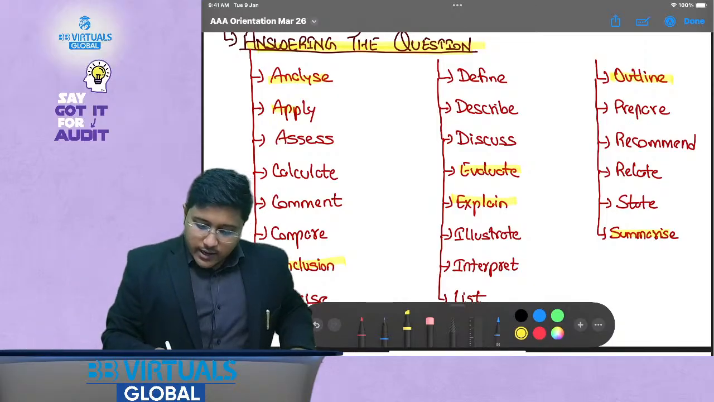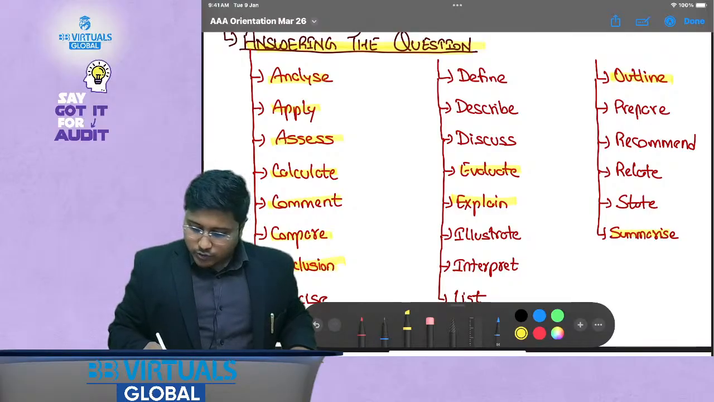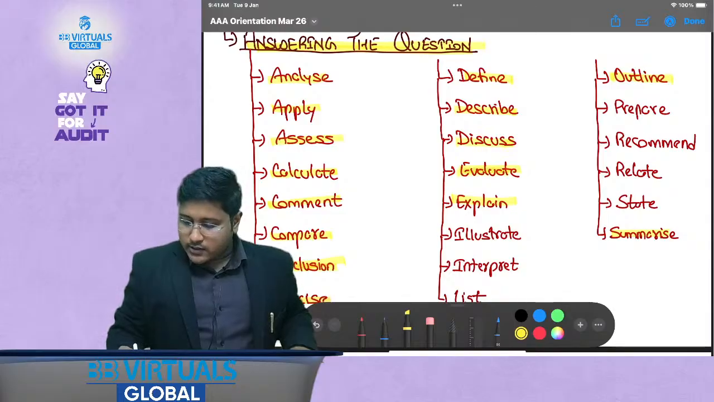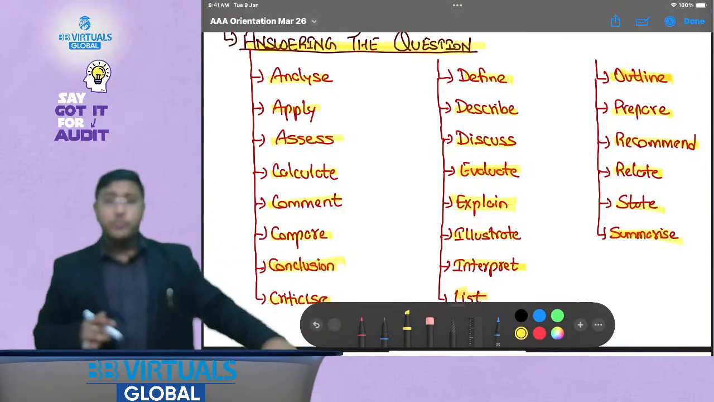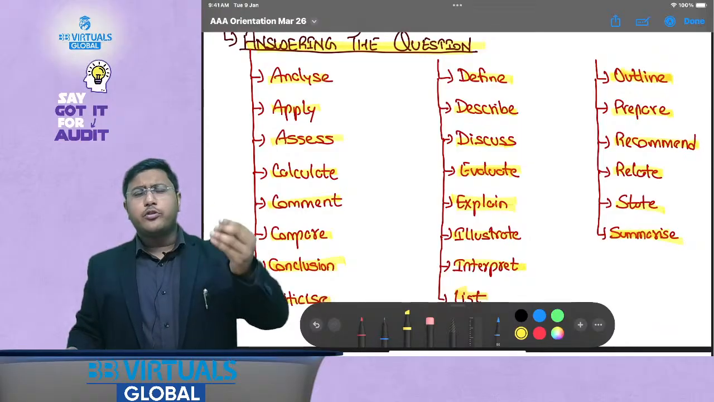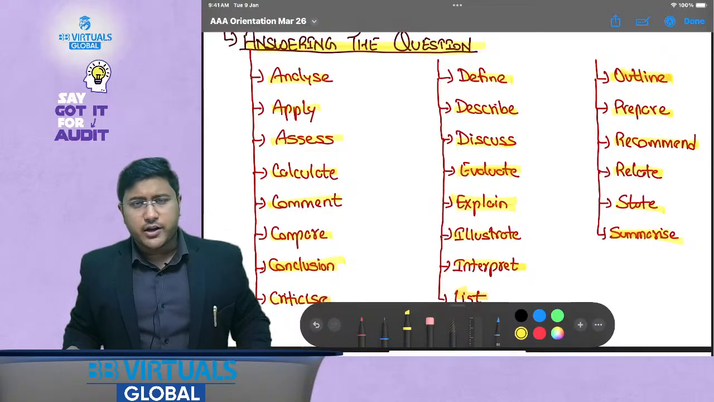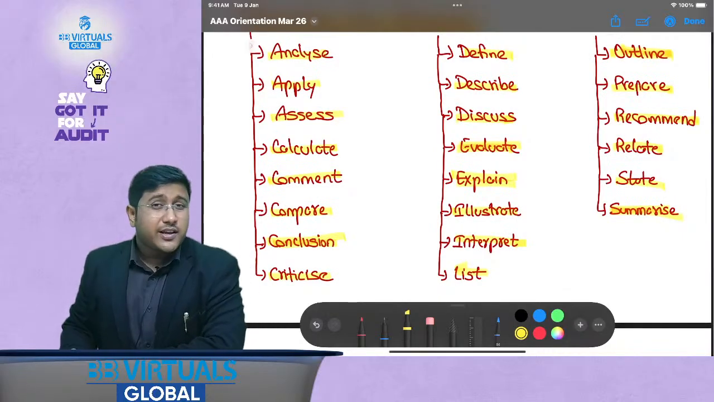So analyze, apply, assess, calculate, comment, compare, conclude, criticize, define, describe, discuss, evaluate, explain, illustrate, interpret, list, outline, prepare, recommend, relate, state, and summarize. All of these are going to be very different, and we are going to cover everything in our regular lectures. How do you need to respond to different answers? So do we solve questions in our regular batches?